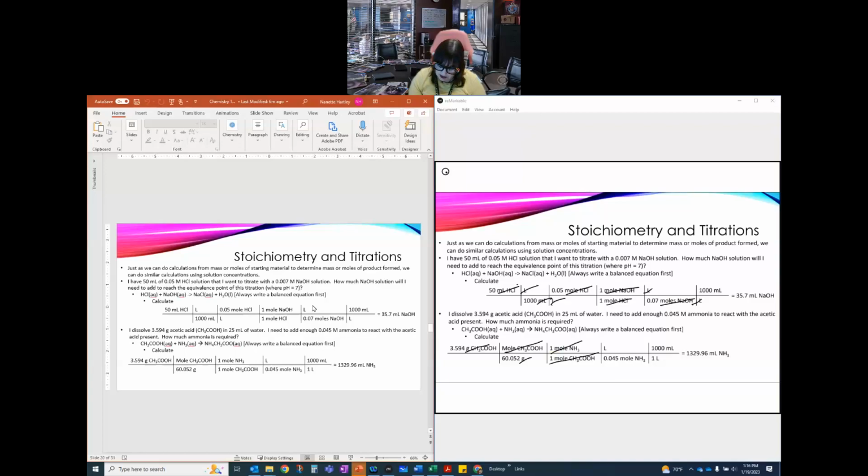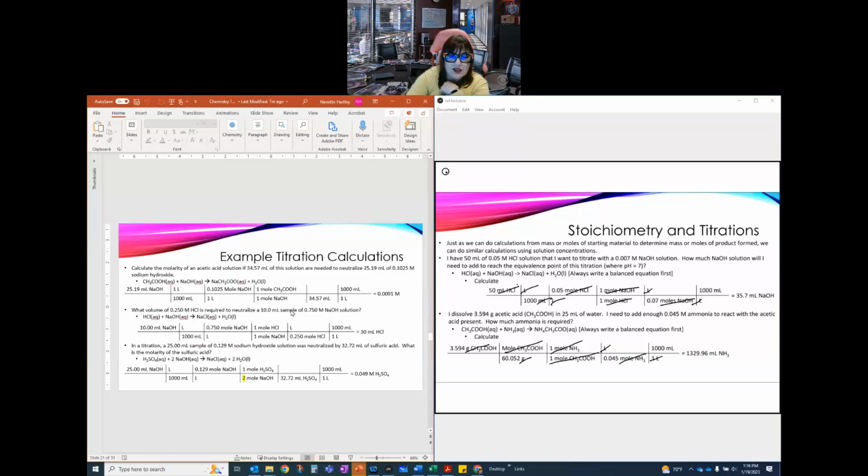So I divide by the molarity of the NH3, the 0.045. That gives me an answer for NH3 in liters. I don't want it in liters, so I do the conversion to milliliters. And that gives me 1329.96 milliliters of NH3 required to do that particular titration. Okay. So notice I've been canceling units to make sure that I've got everything set up the way that it's supposed to be. Now, let's go ahead and talk about some more titration calculations that we can do.